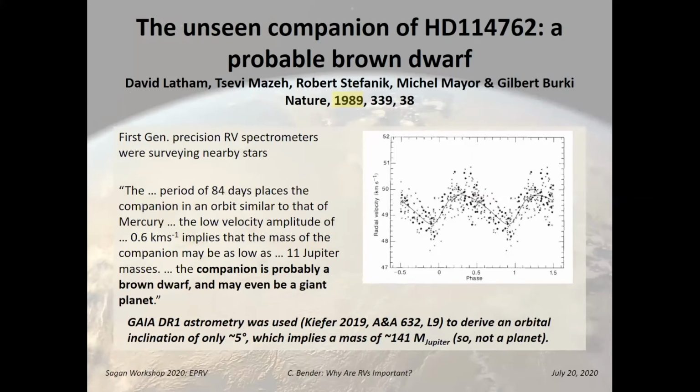However, that is now in doubt because Gaia astrometry was used late last fall to measure the inclination of this system to be only 5 degrees. So it's nearly face on. So that inclination term came back to bite us here. In that scenario, this planet is 140 Jupiter masses, so a massive brown dwarf.